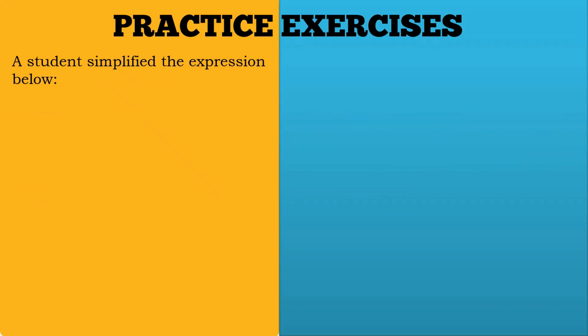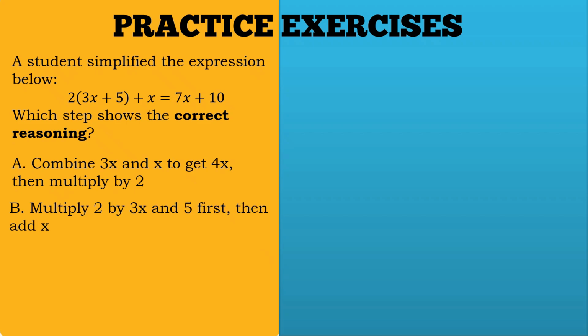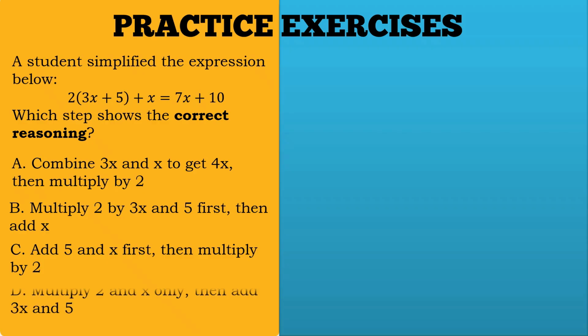A student simplified the expression below. 2 times the quantity of 3x plus 5 plus x is equal to 7x plus 10. What step shows the correct reasoning? A. Combine 3x and x to get 4x, then multiply by 2. B. Multiply 2 by 3x and 5 first, then add x. C. Add 5 and x first, then multiply by 2. Or D. Multiply 2 and x only, then add 3x and 5. What do you think the answer?